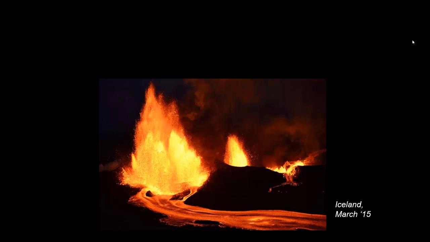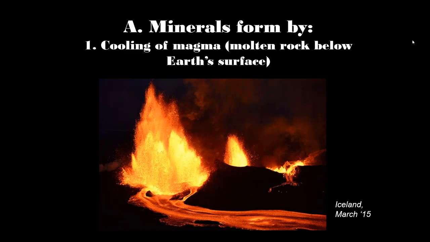This is a picture from Iceland in March of 2015. This was the eruption of Eyjafjallajökull volcano, and it emitted enough ash that it actually disrupted a lot of flights between North America and Europe for the summer of 2015. And this isn't a perfect picture of this particular mineral formation method, but it's a pretty cool one. So minerals form in three different ways.